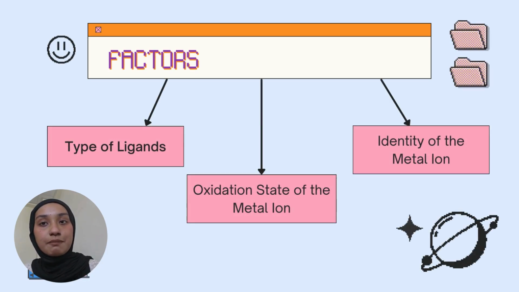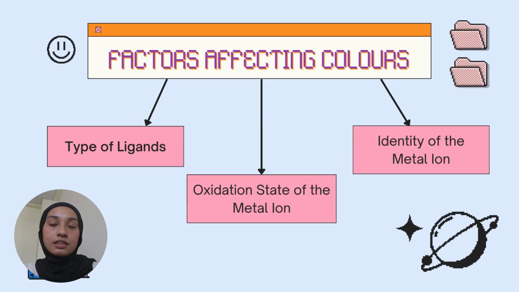There are three main factors that affect the color of transition metal complexes. The first factor is the type of ligands surrounding the metal ion. Different ligands cause different degrees of d orbital splitting, such as strong field ligands produce a larger delta leading to absorption of higher energy light, while weak field ligands produce a smaller delta and absorb lower energy light.